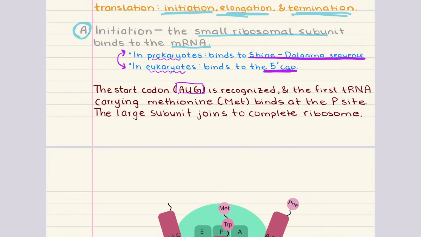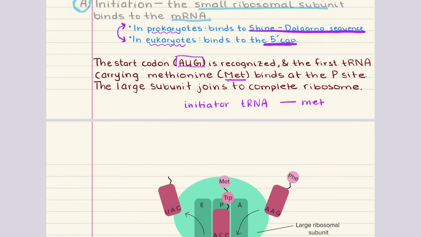Once the start codon is located, an important molecule called the initiator tRNA binds to it. This tRNA carries the amino acid methionine, which is always the first amino acid in a newly synthesized protein. The initiator tRNA is going to bind directly to the P site of the ribosome for this first step, and that's unique because all the other tRNAs are actually going to enter at the A site.